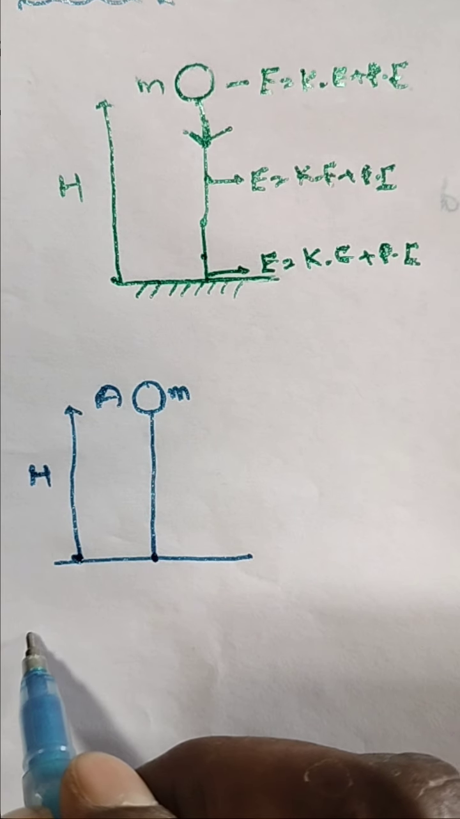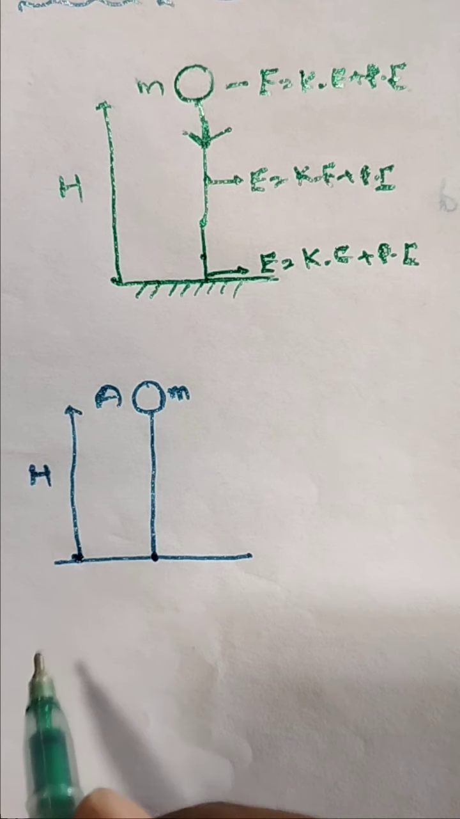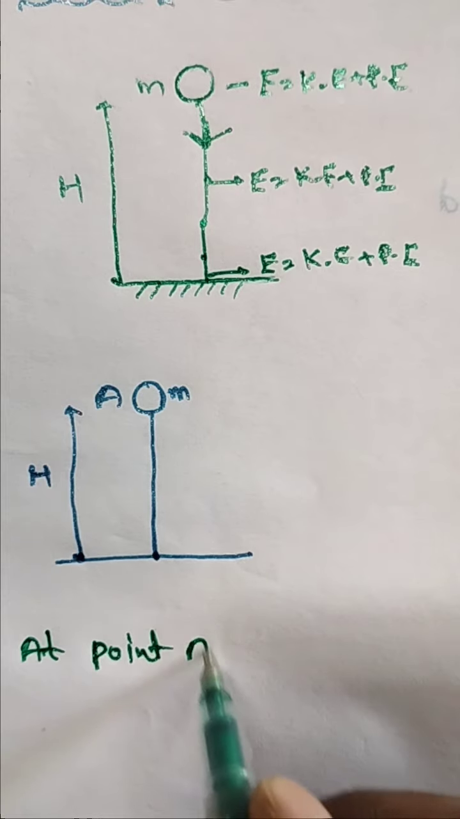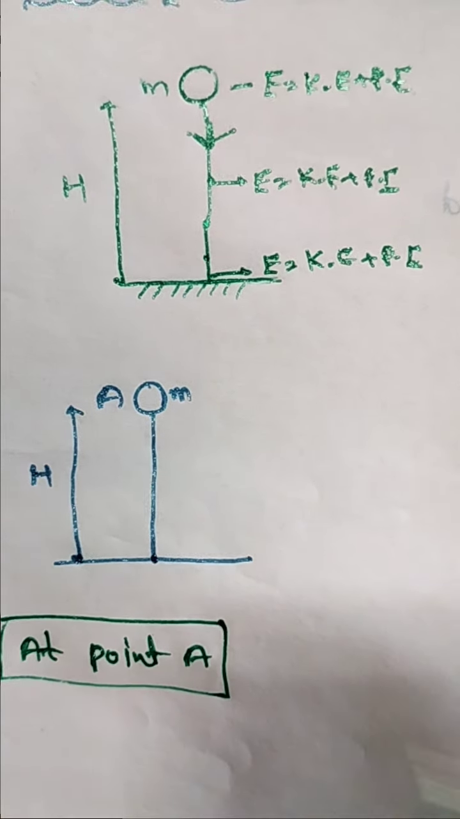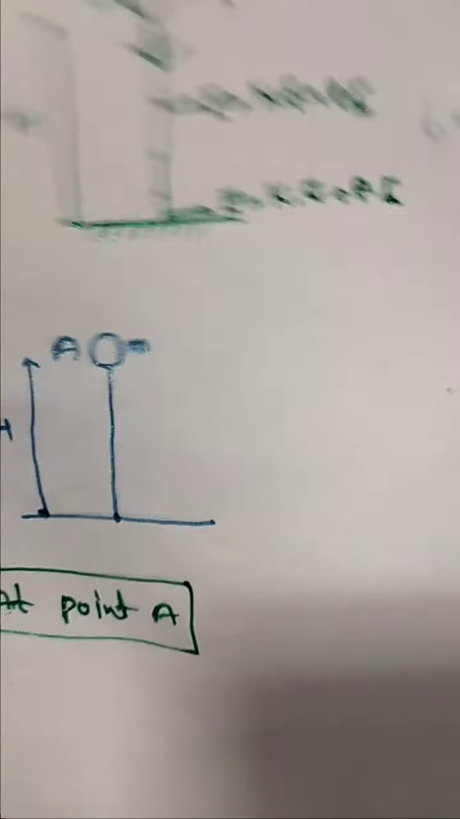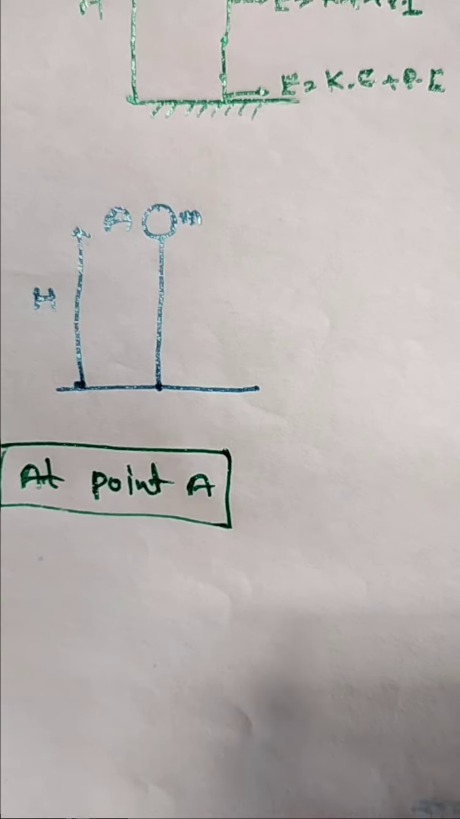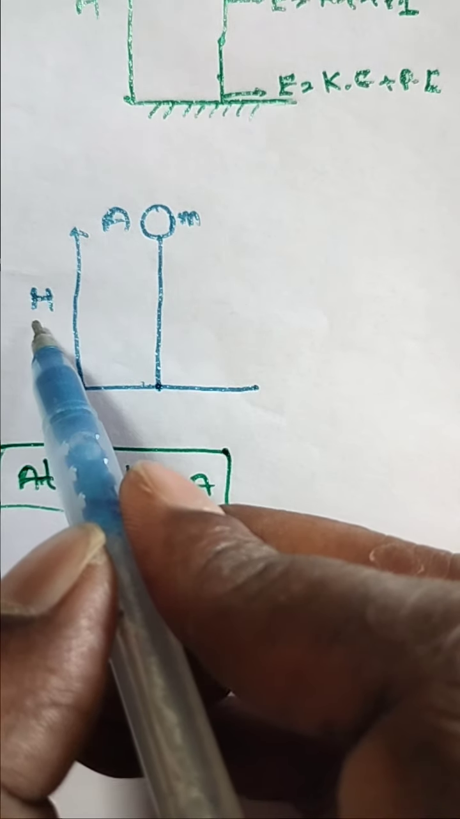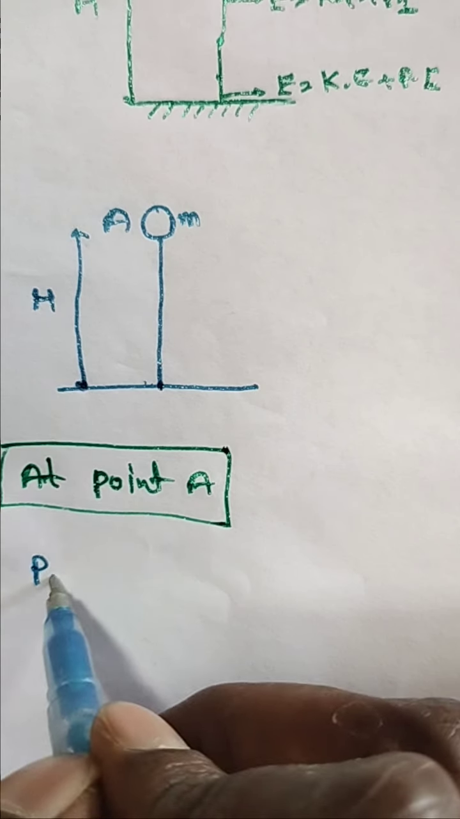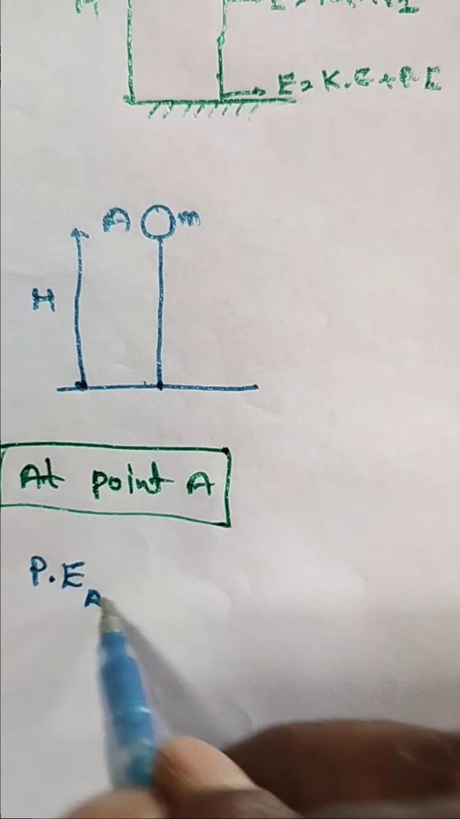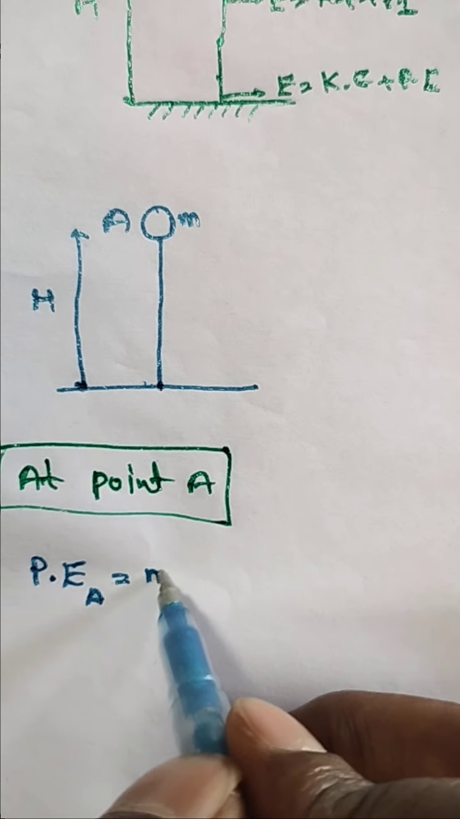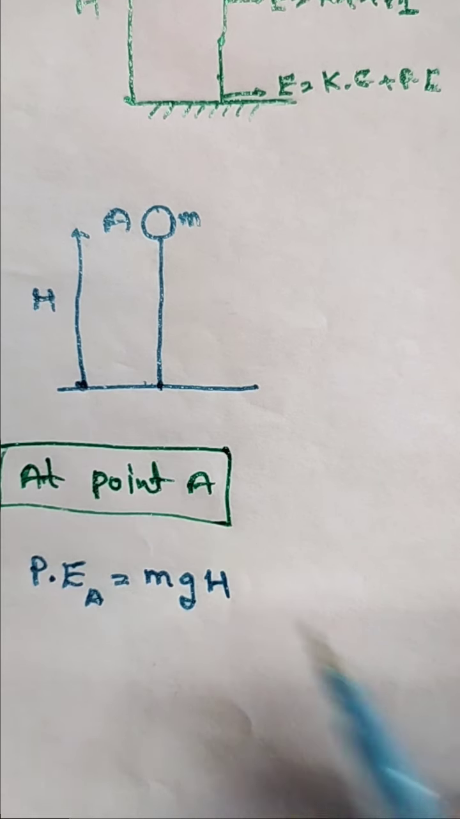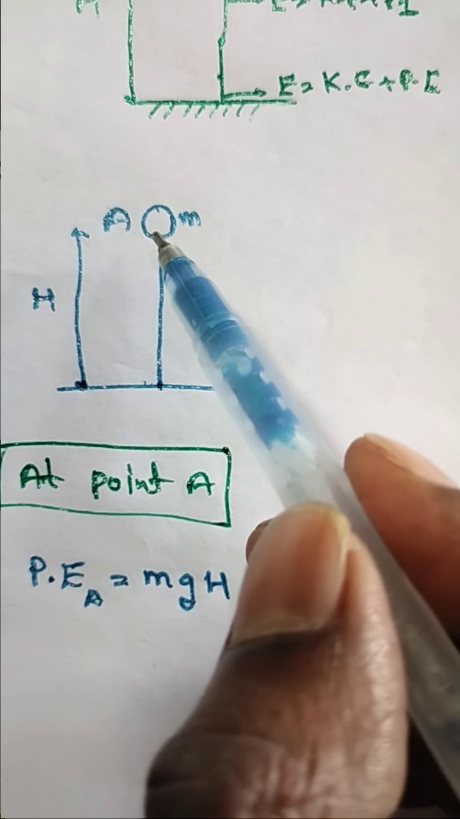So what is the potential energy? Here I am taking the three points, point A, B, C. At point A, the particle of mass m is at some height capital H. What is the potential energy formula? The potential energy at point A is mgh, where the height is capital H. So this is the potential energy at point A.